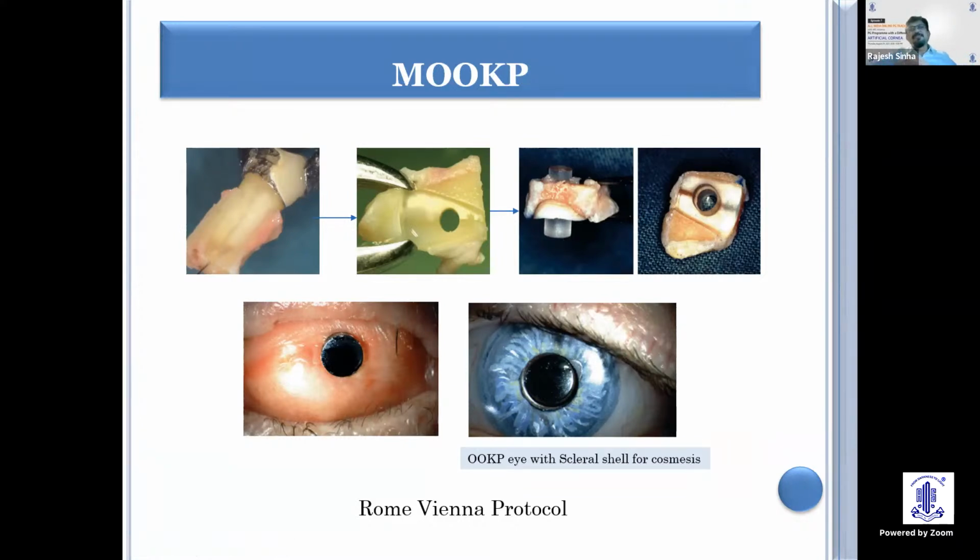So as far as the steps are concerned, when you are planning to do an OOKP, the first thing that you do is a corneal trephination of a badly scarred, irregular cornea.